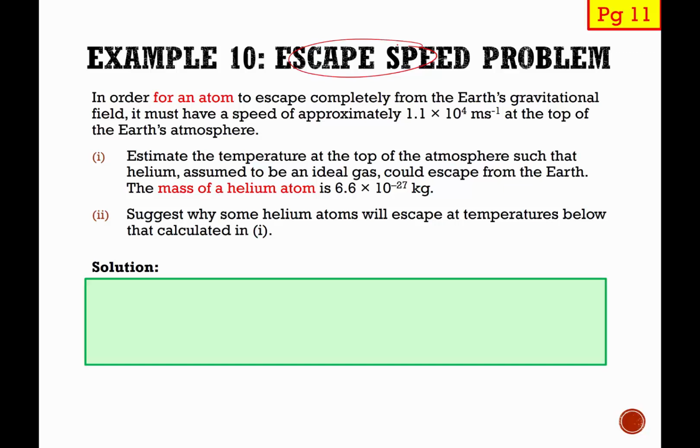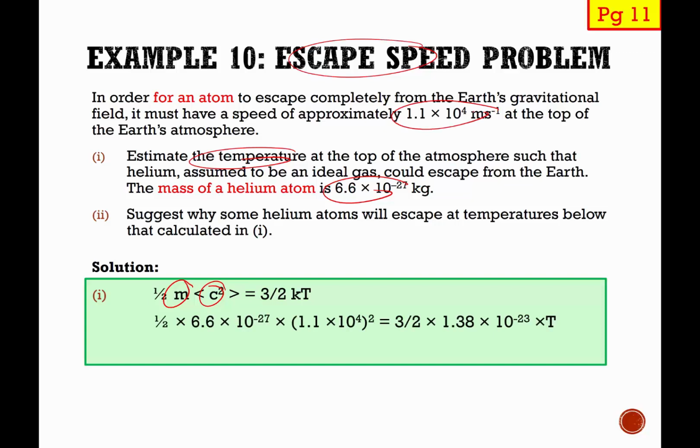So for part A, what you are required to do is to solve for the temperature, and it is essentially just a simple application of the formula half mc squared equals 3 over 2 kT. You are given the mass of the atom, and you also have the speed, which is 1.1 times 10 to the power of 4. So you only need to substitute in the values and the Boltzmann constant, and then you can solve for T itself.